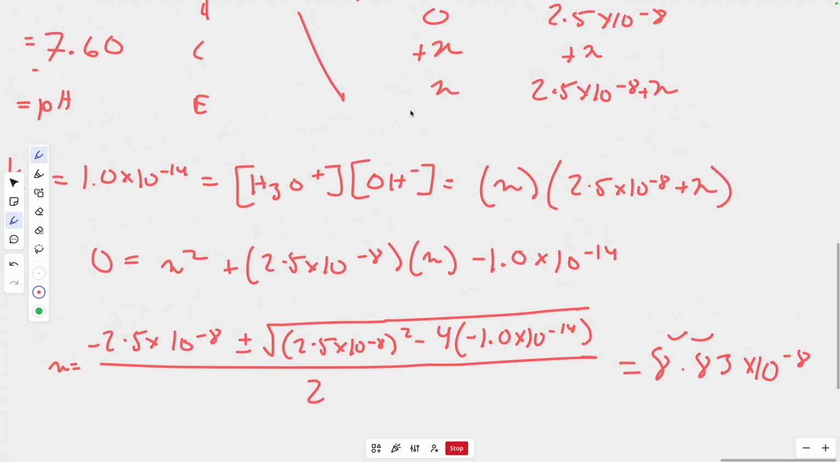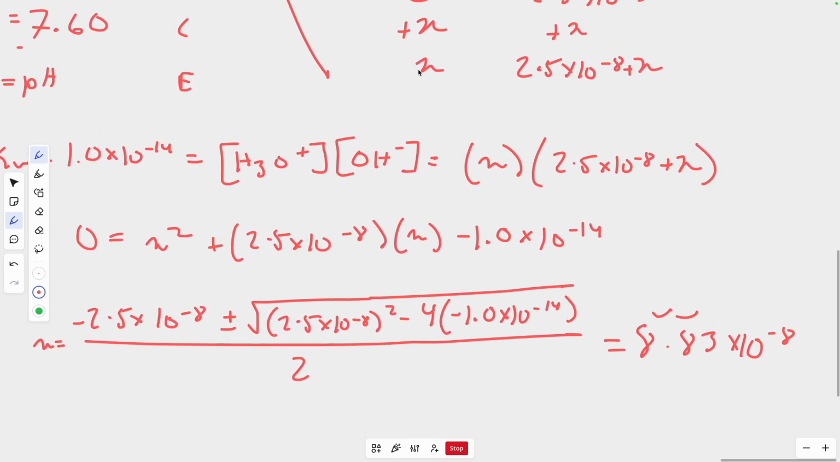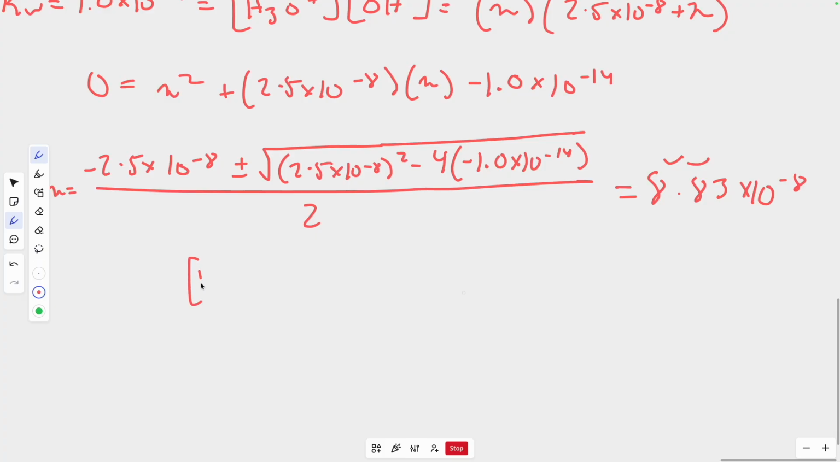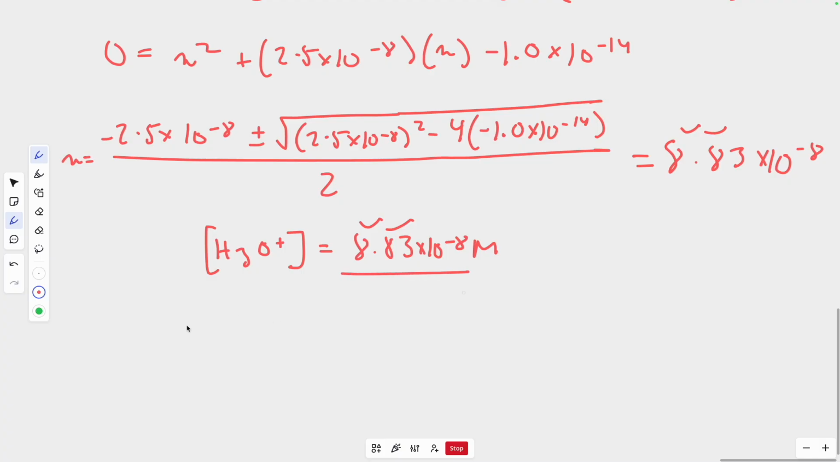And the x in this case is going to be the H3O plus concentration, because that's equal to x. And now we can use this value to calculate the pH, which is a negative log of this value. And once we do this, and we use our proper sig figs, we get that the pH of the solution is 7.05.